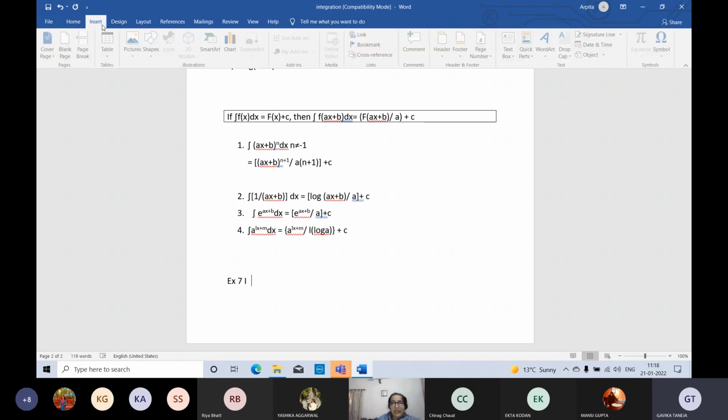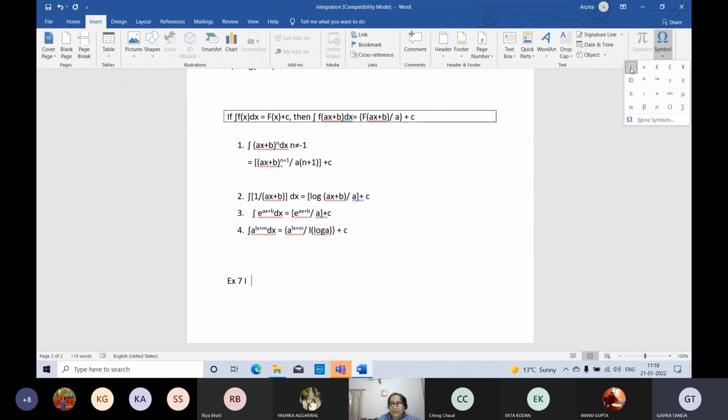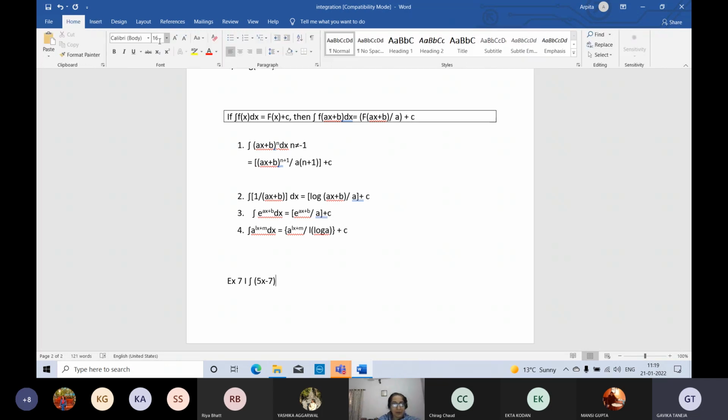I have to integrate 5x minus 7, the entire cube. I'll show you, 5x minus 7. I have to do the entire thing. Right. Anybody? What do you think I'm going to do with this? It's actually a simple one.